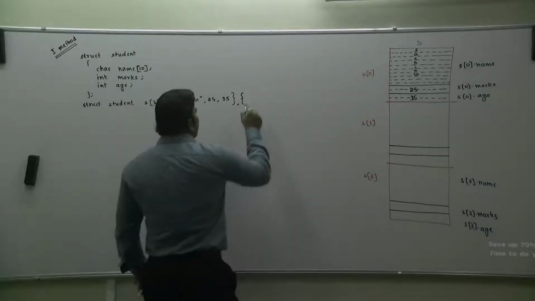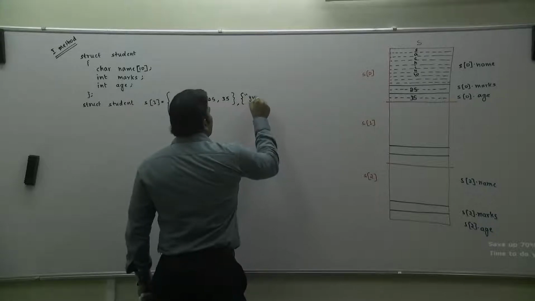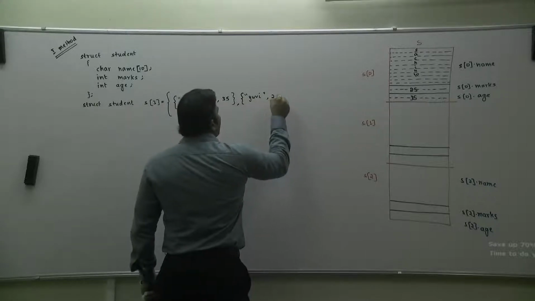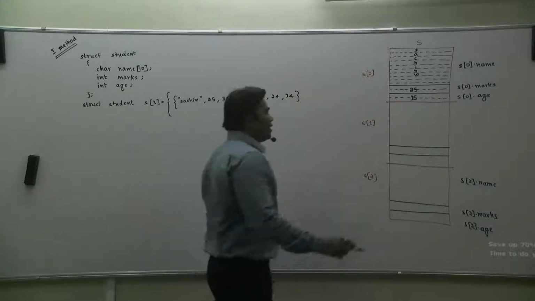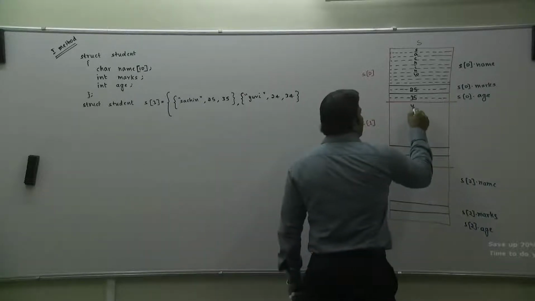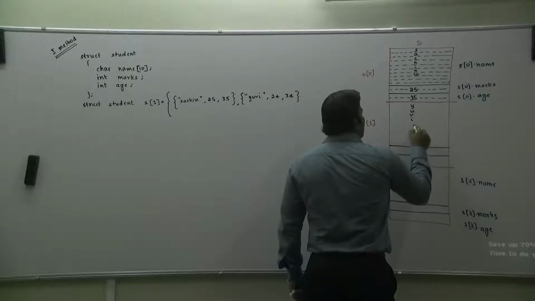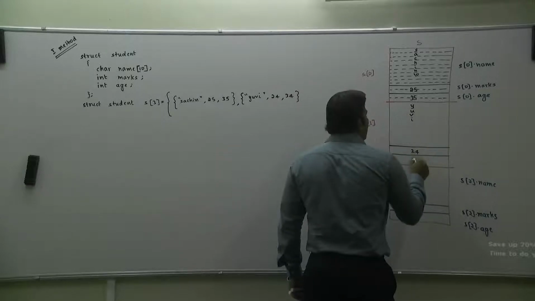And then here you can tell UV 24, 34. Like this you can tell. And I need not tell what is going to happen in this case. UV, and then here it is 24, here it is 34.